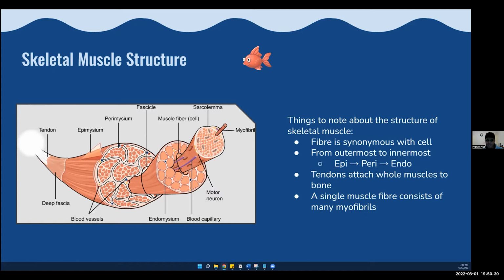Fiber in muscular physiology is synonymous with cell. So you might see muscle fiber or muscle cell. It means the same thing. From outermost to innermost, you get epimysium and then perimysium and then endomysium. So from your study of epithelium, you probably experienced endothelium. So that's how I remember that it should be the innermost layer. Tendons attach whole muscles to a bone, but that's not really relevant to the physiology. It's just for the anatomy. And a single muscle fiber or cell consists of many myofibrils, which is what we're going to get into today.